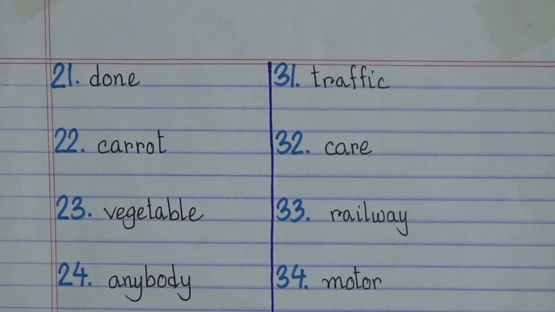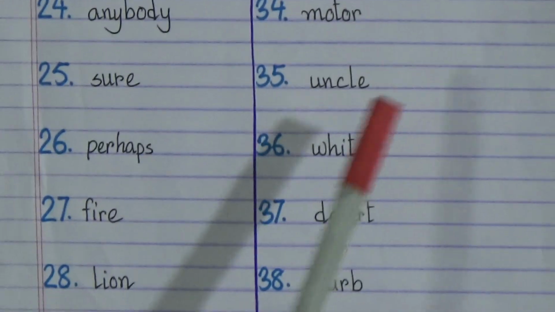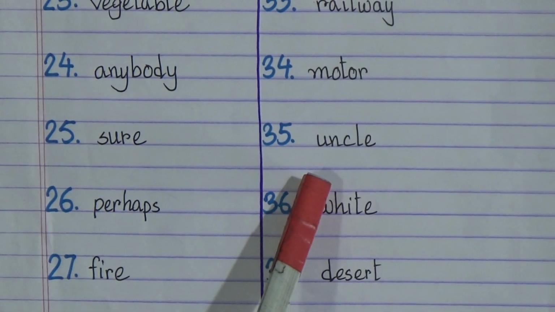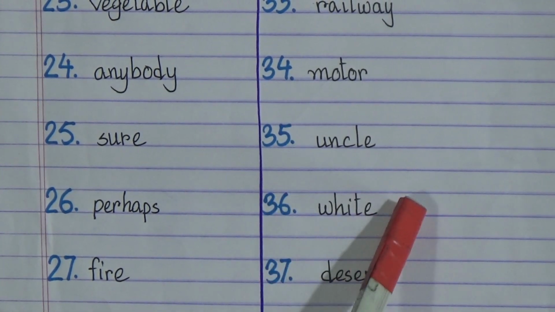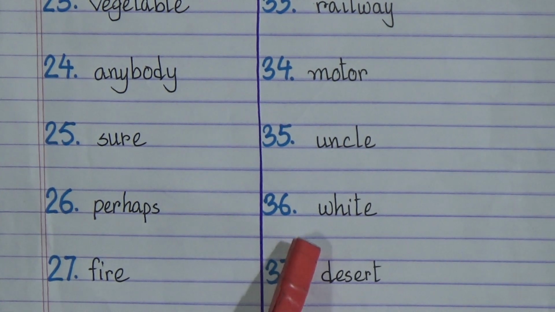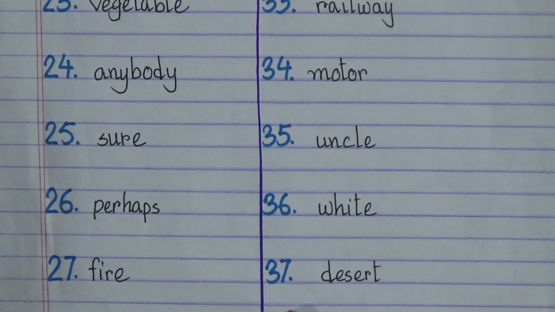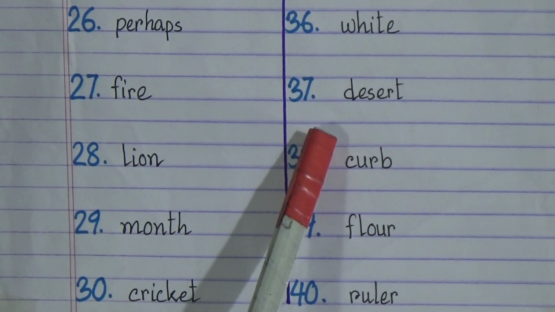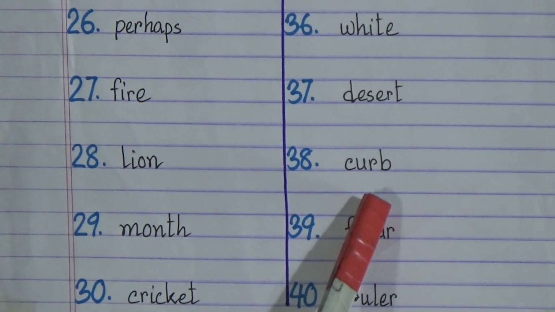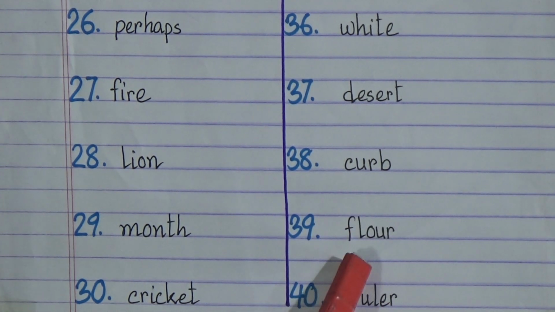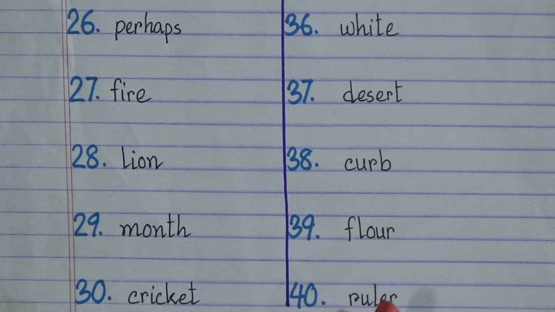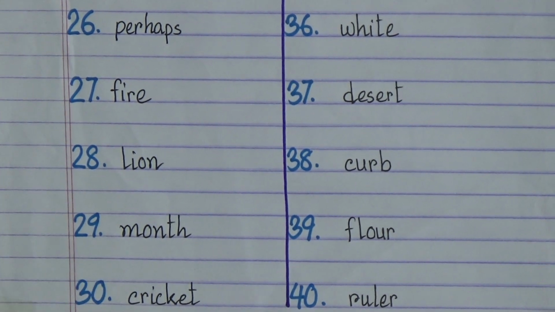Motor, M-O-T-O-R, motor. Uncle, U-N-C-L-E, uncle. White, W-H-I-T-E, white. Desert, D-E-S-E-R-T, desert. Curve, C-U-R-V-E, curve. Floor, F-L-O-O-R, floor. Ruler, R-U-L-E-R, ruler. Okay, my dear students, this is all for today.